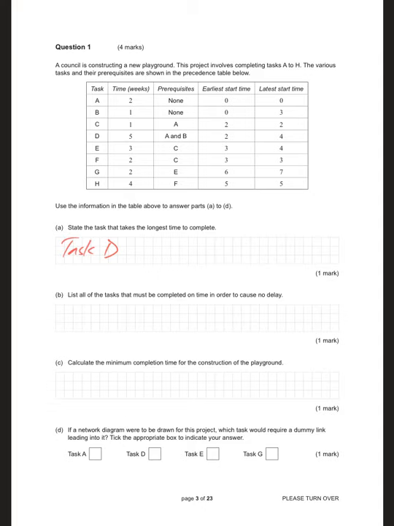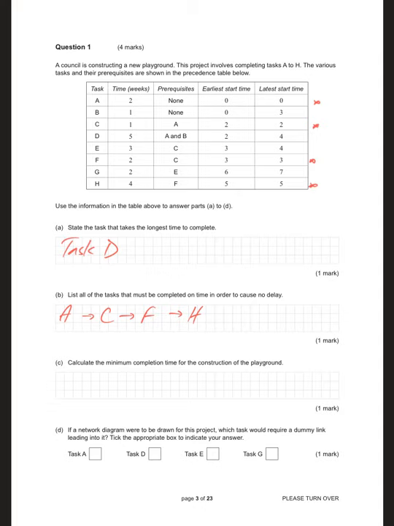We'll list all the tasks that must be completed on time in order to cause no delay. So it's asking for the critical path. Look for anything that has no difference between EST and LST. So you're going to have A, C, F, H.